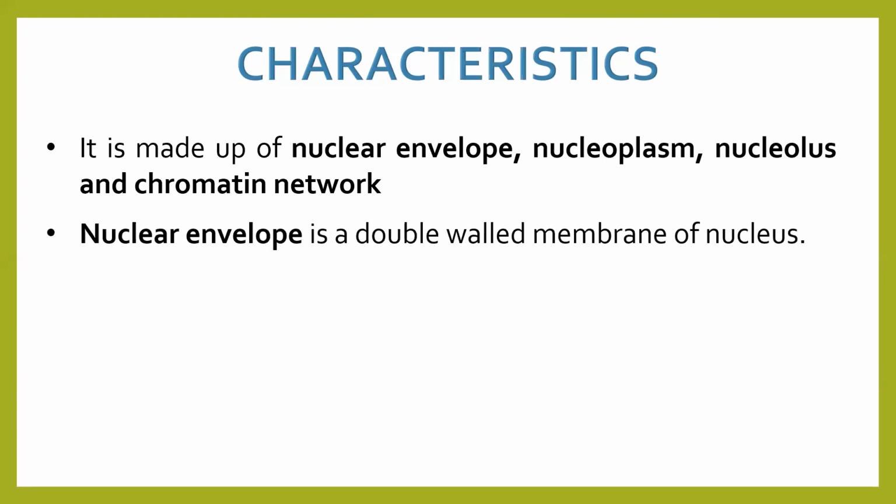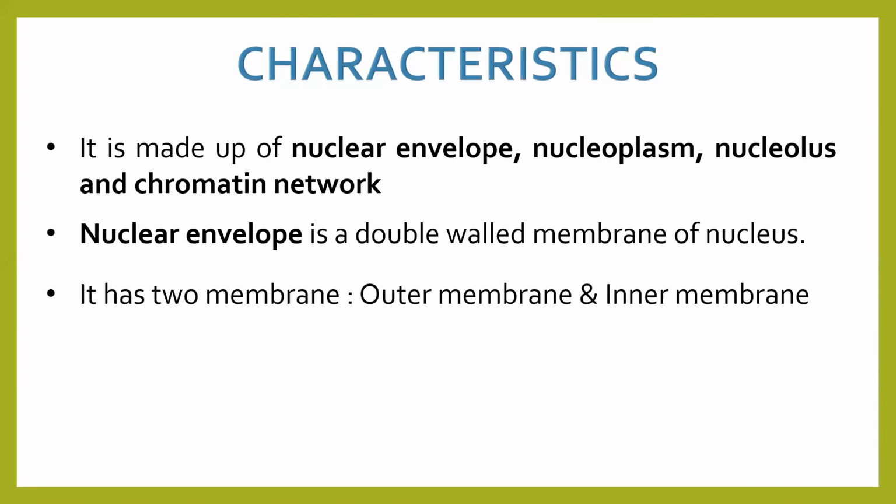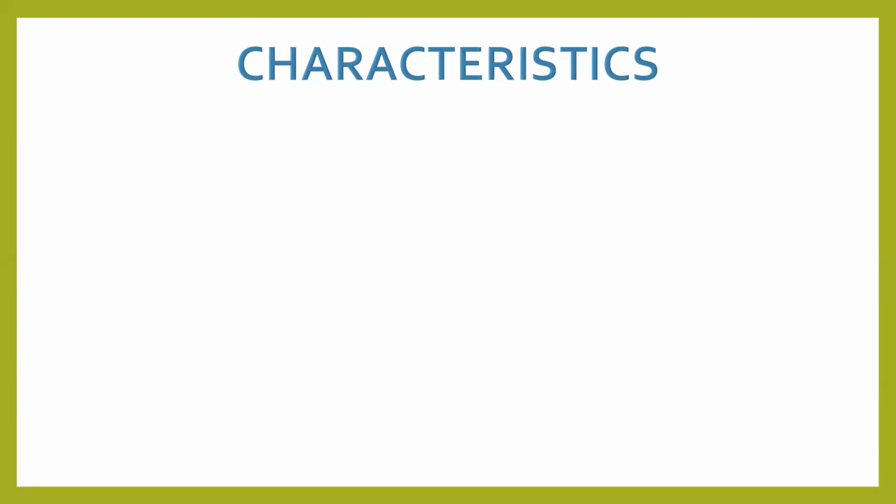Moving on to the second point, just as I mentioned, nuclear envelope. It is nothing but double-walled membrane of nucleus. It has two membranes. One is the outer membrane and second one is the inner membrane. Point number 4, nucleus contains pore. These pores are called as nuclear pores. I hope all points are clear till now. Yes? Okay, good. So let's move on the next slide.